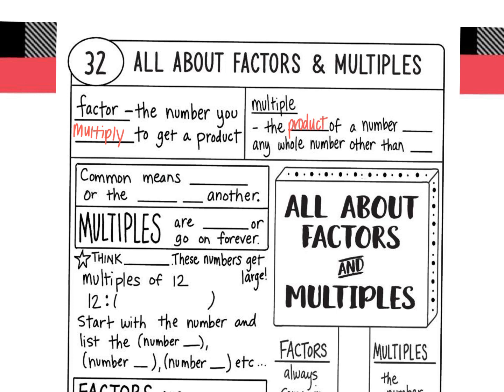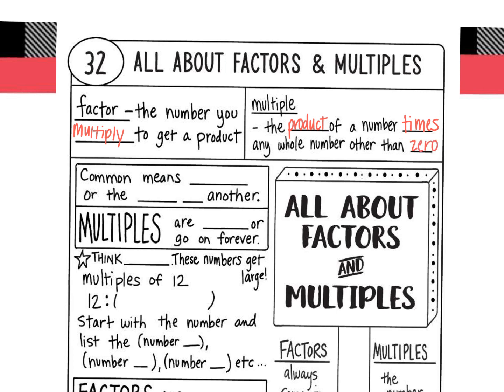and you guys can print on this. These are your notes. Just make sure you can read it. A multiple is the product of a number times any whole number other than 0.